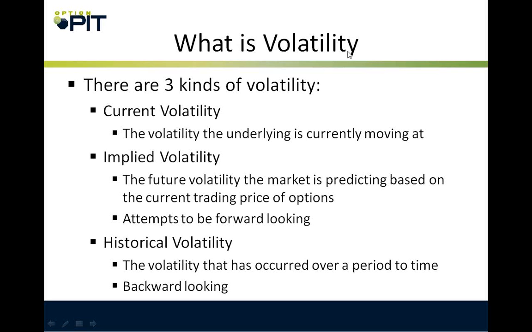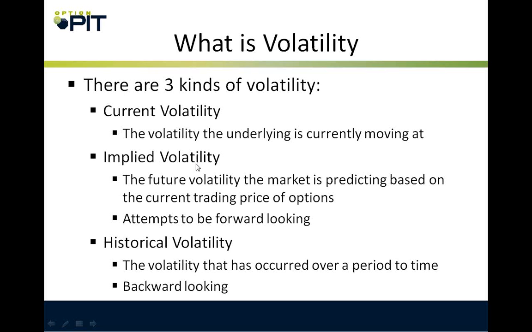Then you have implied volatility. That is the future volatility the market is predicting based on current trading price of options. So believe it or not, when you're looking at implied volatility, average trading range, that's one way to think about it. Implied volatility is actually an output, not an input. Kind of interesting, right? And it attempts to be forward-looking. Then we have historical volatility, and historical volatility is what has occurred over a period of time.